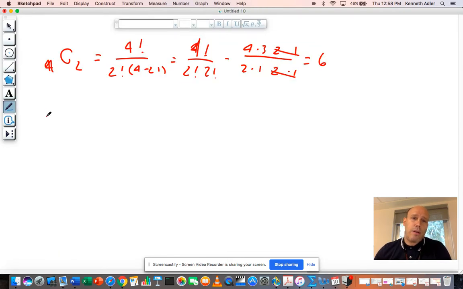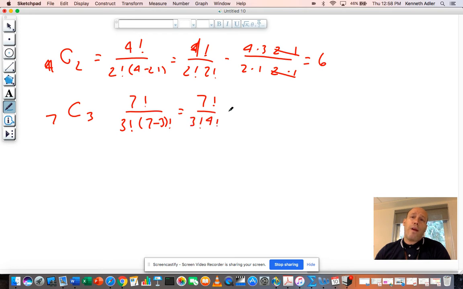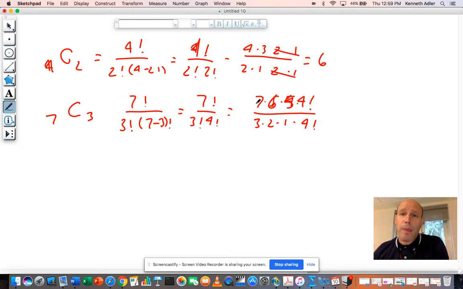7 choose 3. 7 factorial over 3 factorial times 7 minus 3 factorial, which is 7 factorial over 3 factorial times 4 factorial. Not a coincidence, the 7 and the 3. So it's 7 times 6 times 5 times 4 factorial over 3 times 2 times 1 times 4 factorial. Notice how I'm manipulating this. I'm seeing what I can do. The 4 factorial goes out with the 4 factorial. The 3, 2, 1 goes out with the 6. Final answer, 35. What's next?